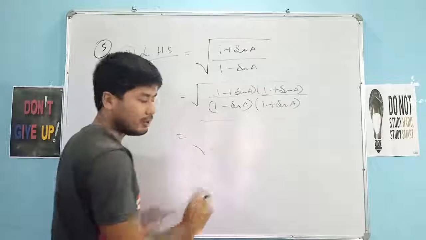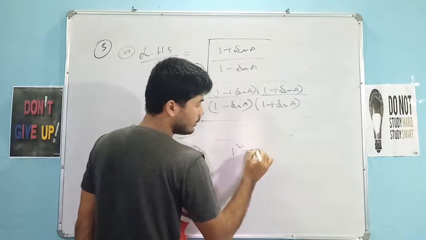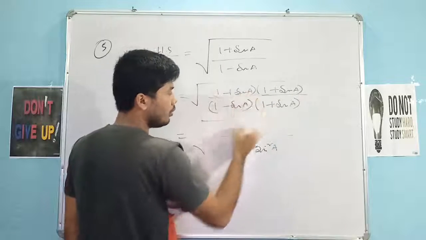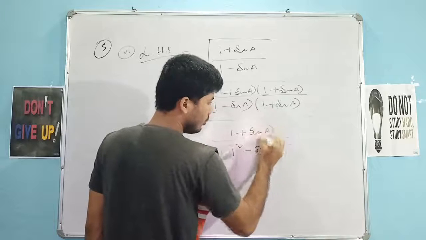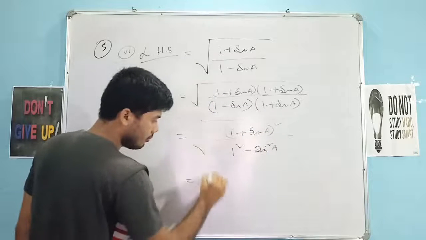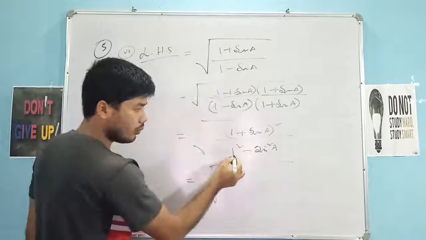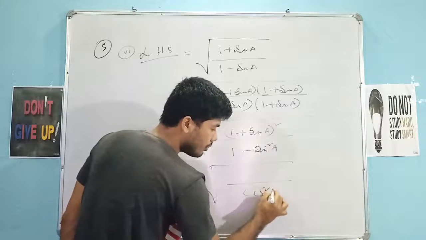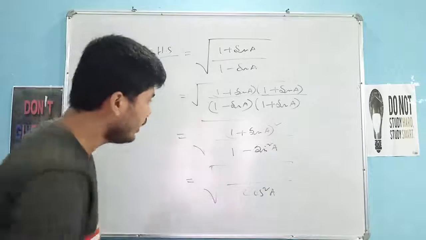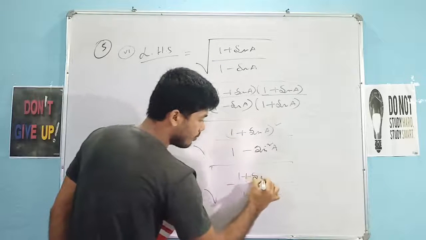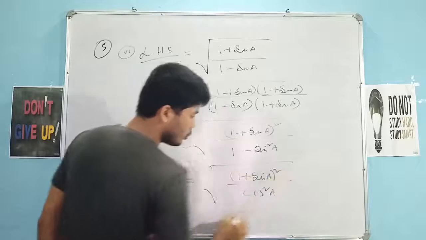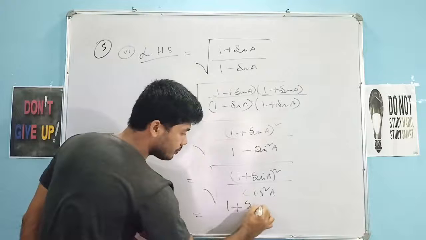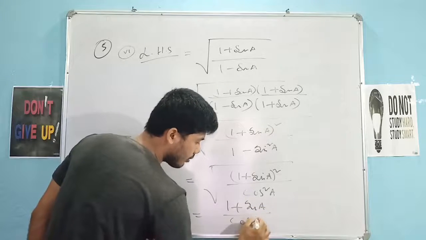A minus B, A plus B, therefore this is A square minus B square. A plus B into A plus B, whole square. Look here, 1 square, that is 1. 1 minus sin square A, that is cos square A. 1 plus sin A whole square. Here there is a whole square and here there is a whole square, so we remove the under root. Therefore, 1 plus sin A by cos A.